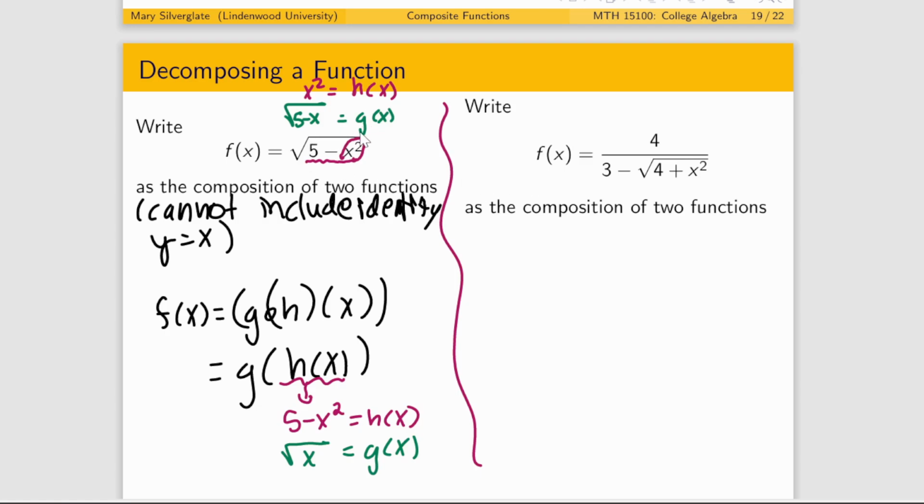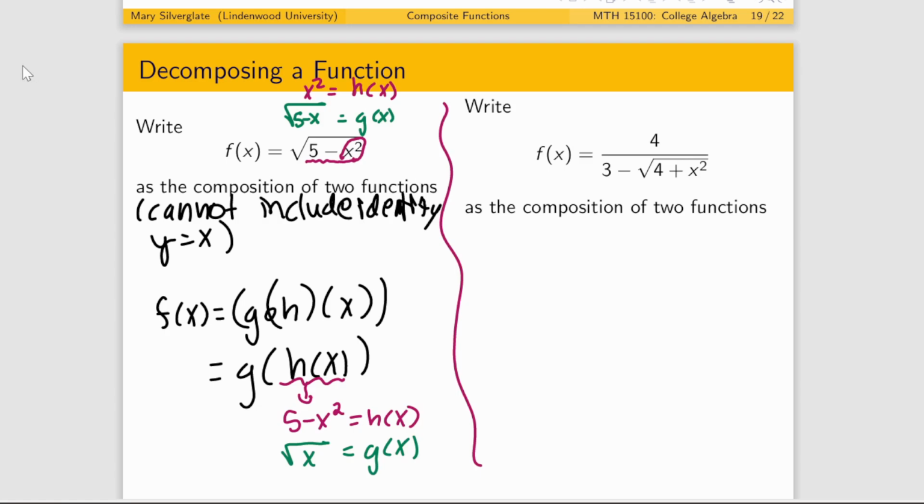And also, I would highly recommend, if you have any spare time, go ahead and evaluate this to make sure you get what you expect. So if I plug in x squared everywhere I see an x in g of x, I do indeed get this. And in this case, if I plugged in 5 minus x squared everywhere I see an x in g of x, I do indeed get this.